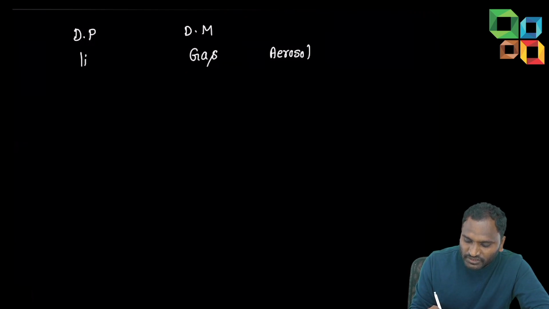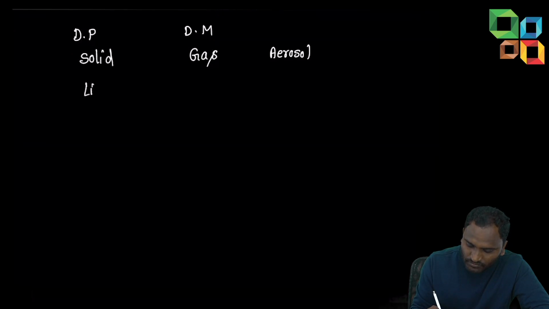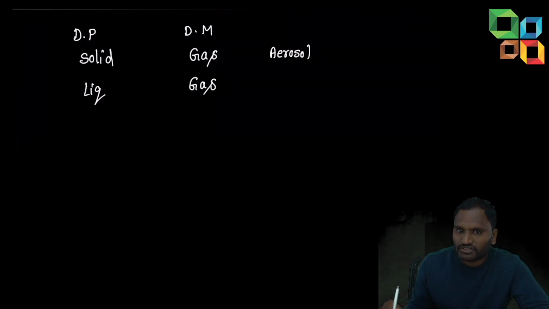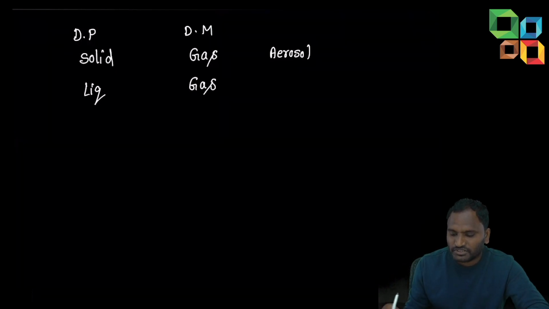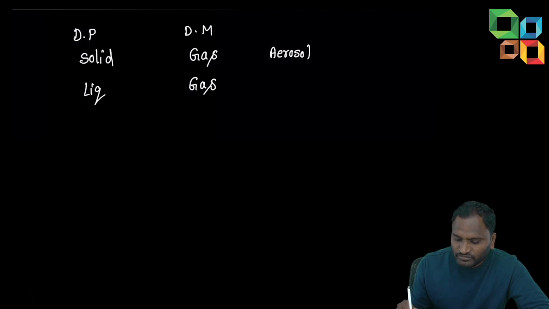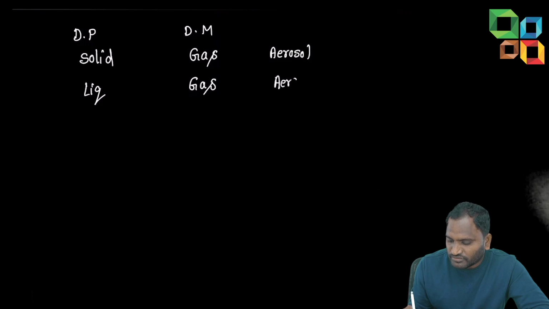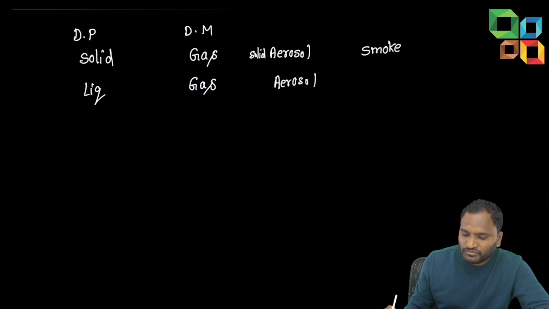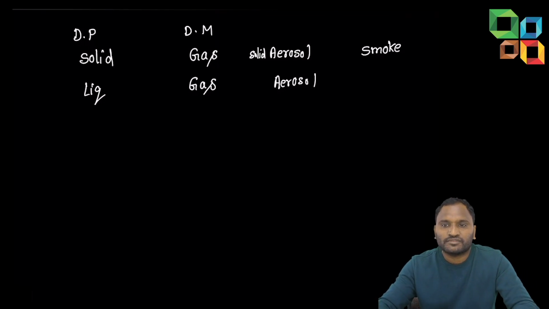Dispersed phase can be solid or liquid. If you want to distinguish solid and liquid dispersed phase, you can say solid aerosol. Next one, this one is also aerosol. Example for the first type is smoke. Liquid in gas.